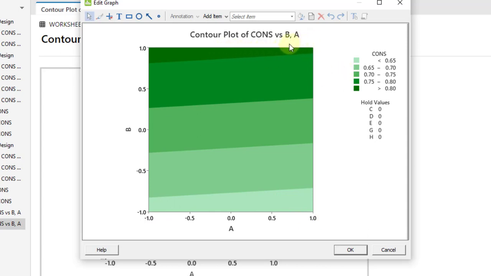In case we want to minimize our response variable CONS, there is a region with light greenish color where the response variable value will be less than 0.6. So you will have to select the low level of the parameter B, which has been represented by -1, and there is also no effect of the factor A on the response variable, because at low and high level you are getting the least value of the response variable.